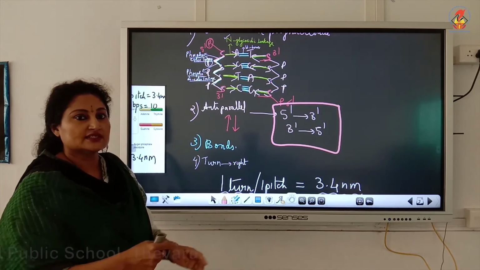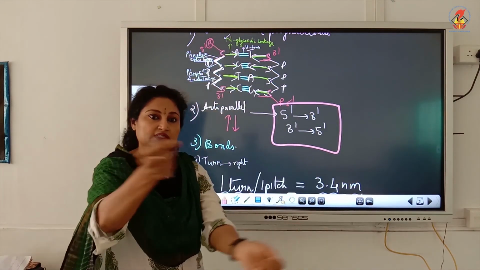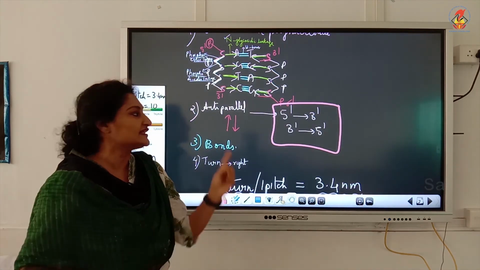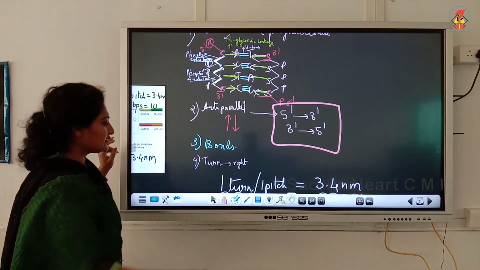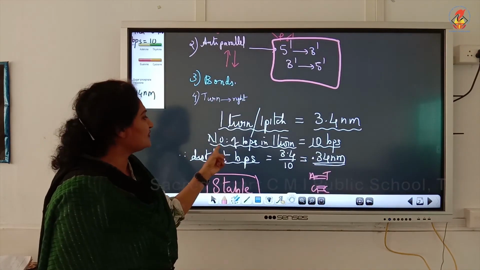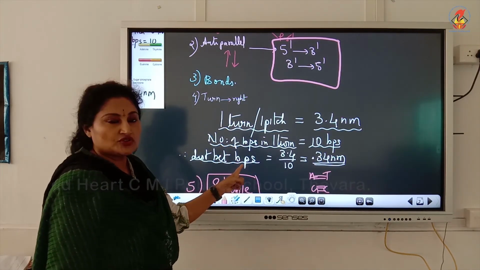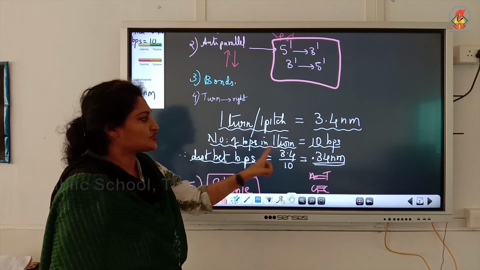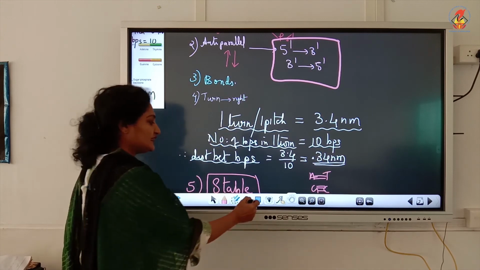Fourth point is the turn. Which way is the DNA turned? It's like a ladder. As of now, I draw a straight ladder, but it should be turned. It should be spirally coiled. It can be turned to the left or to the right. But DNA is coiled in a right-handed manner, and the length of one turn is 3.4 nanometers, and roughly there are 10 base pairs in one turn. Therefore, the distance between consecutive base pairs in the DNA is equal to 3.4 divided by 10, which is equal to 0.34 nanometers. Very, very important to calculate the length of the DNA, these figures.